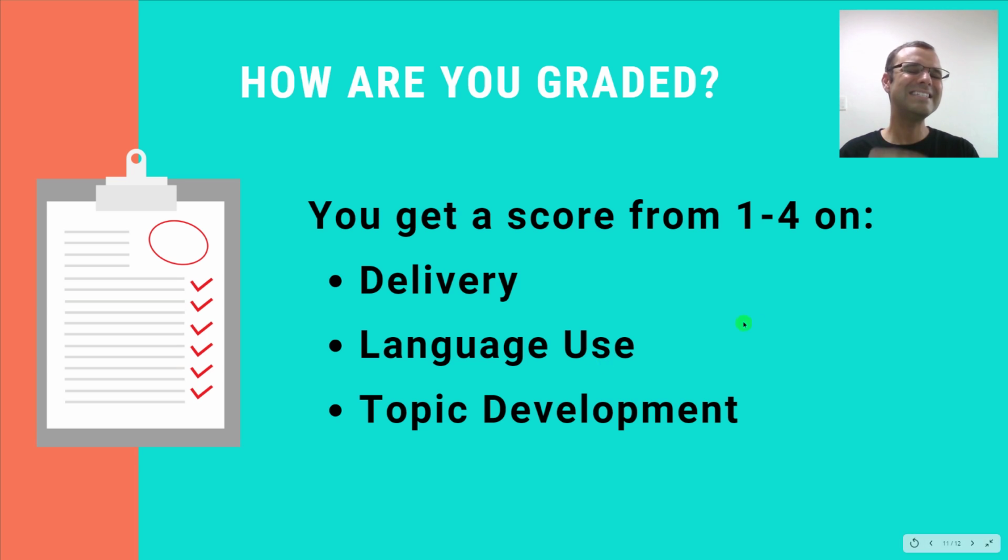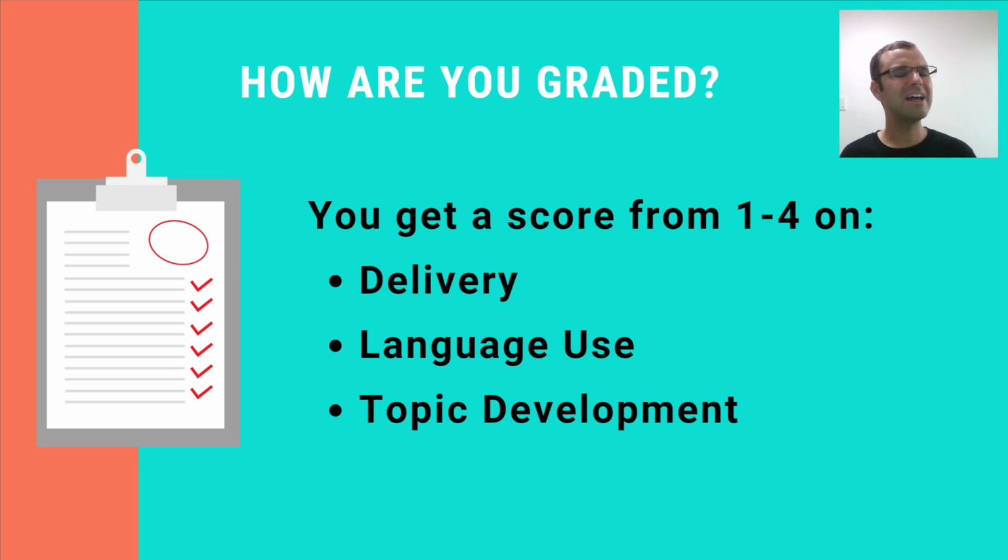But briefly, delivery refers to how easily the grader can understand you. It's okay to have a strong accent, but if your accent is so strong that the grader needs to make an extra effort to comprehend what you're saying, you're probably going to lose points. Likewise, if you have a lot of long pauses where you have to stop and think, that's going to affect the quality of your delivery and it will lower your score. So you want to be speaking at a nice smooth pace without any long unnecessary pauses.